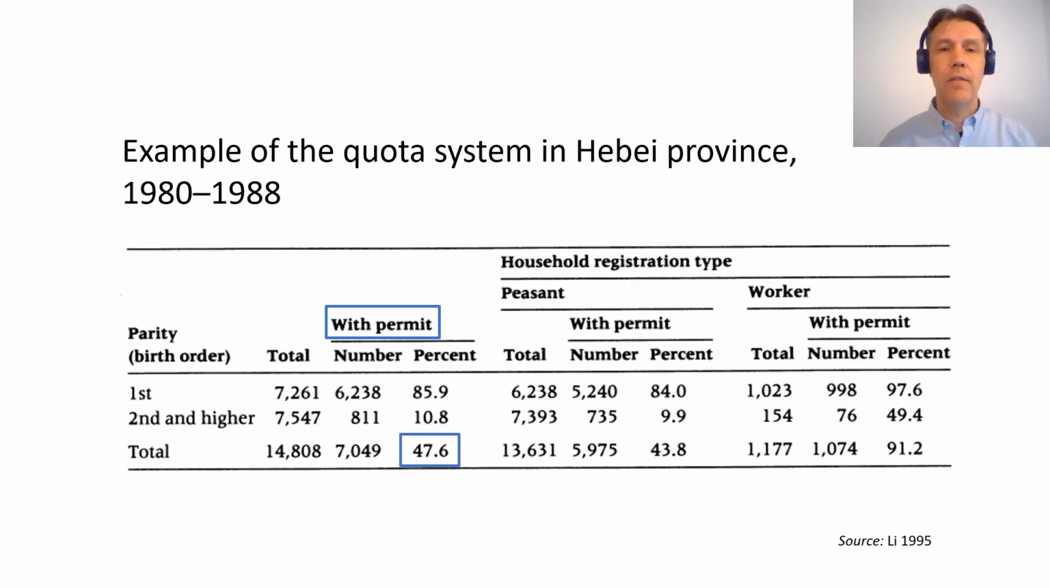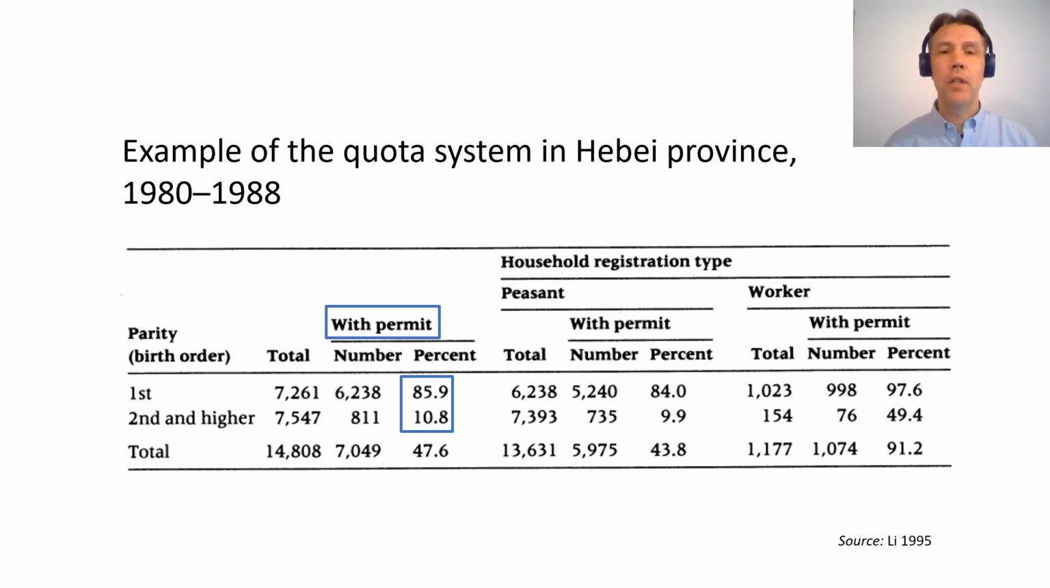Let us add some flesh to the bones by looking at how the one-child policy operated on the example of Hebei province in the 1980s, based on a paper published in Population and Development Review. First of all, we see that among the studied households, about 15,000, only about half of the births were given with a birth permit.